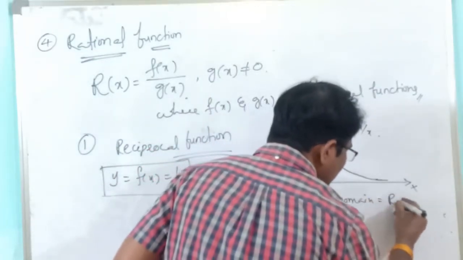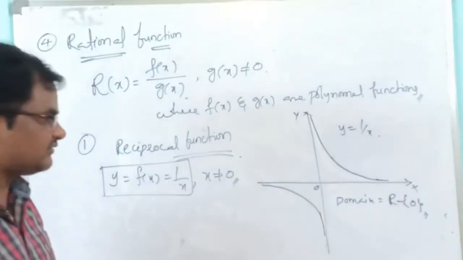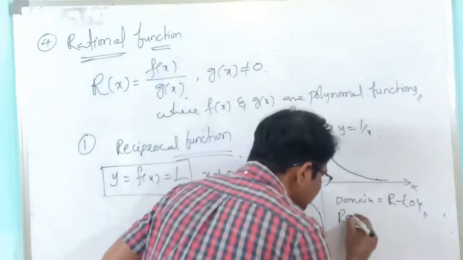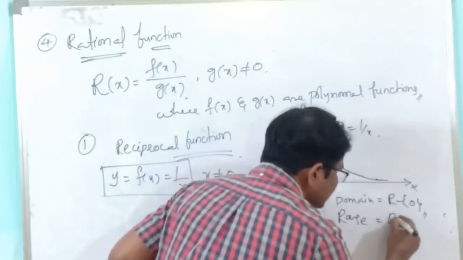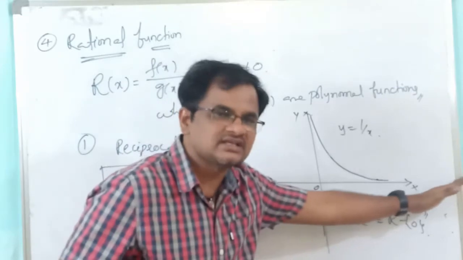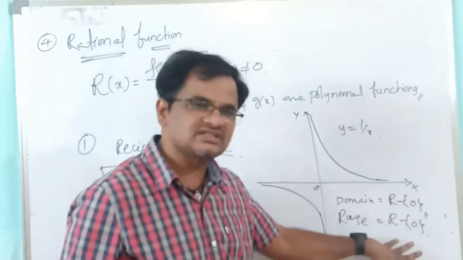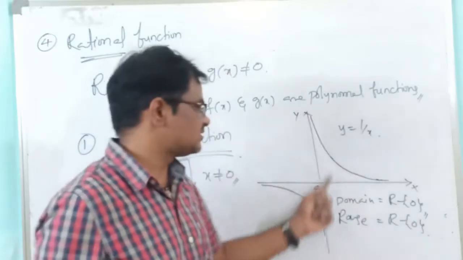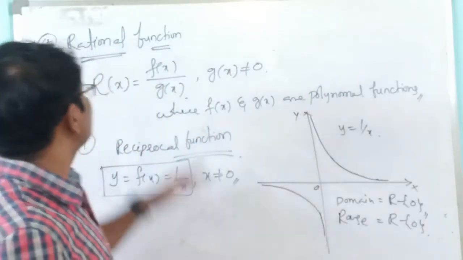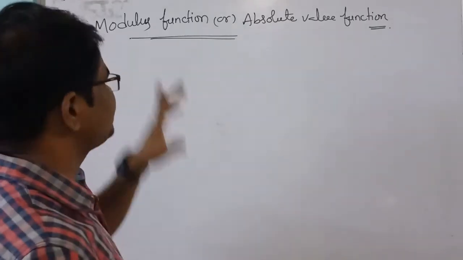Domain equal to R minus {0}, except 0, because if you take 0, something by 0 is not defined. And according to that, what range will you get? R minus {0}. All the real numbers exist for x except 0. For y also all the real numbers exist except 0. Okay? So this is about the rational function.